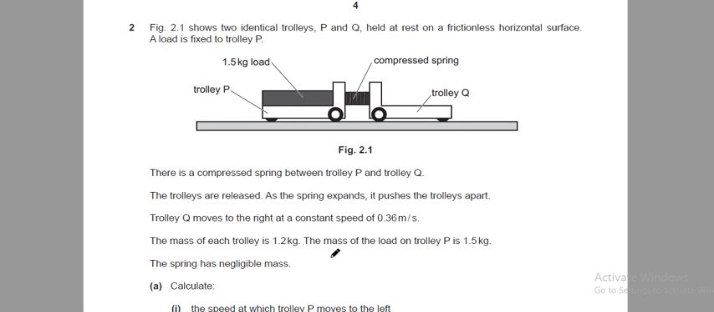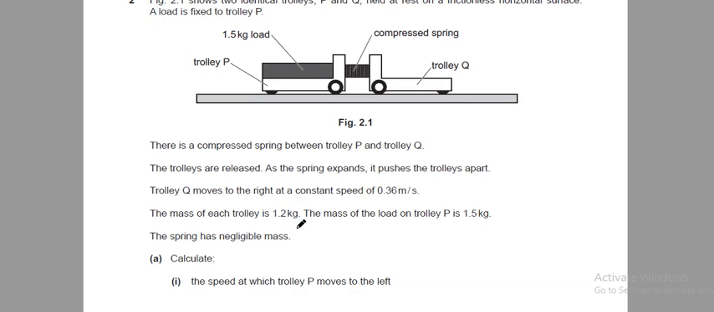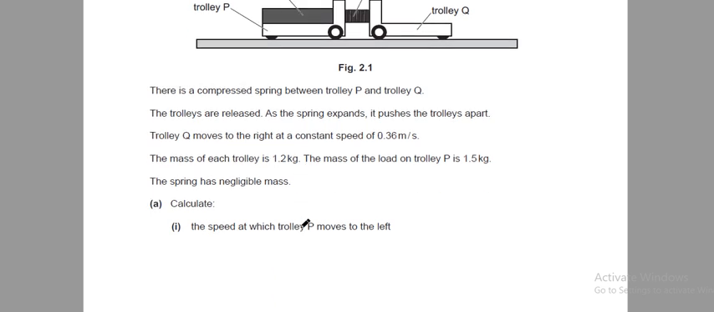The mass of each trolley is 1.2 kilograms. The mass of the load on trolley B is 1.5. The spring has negligible mass. Calculate the speed at which trolley B moves to the left.